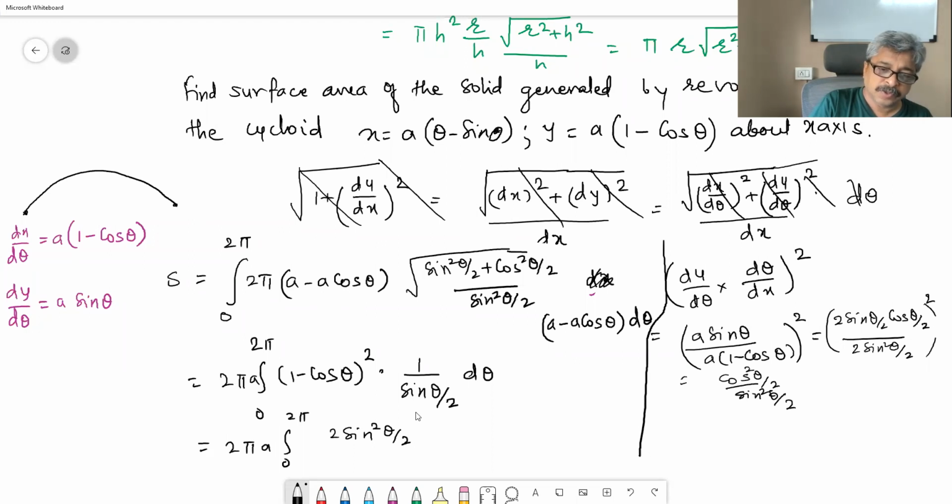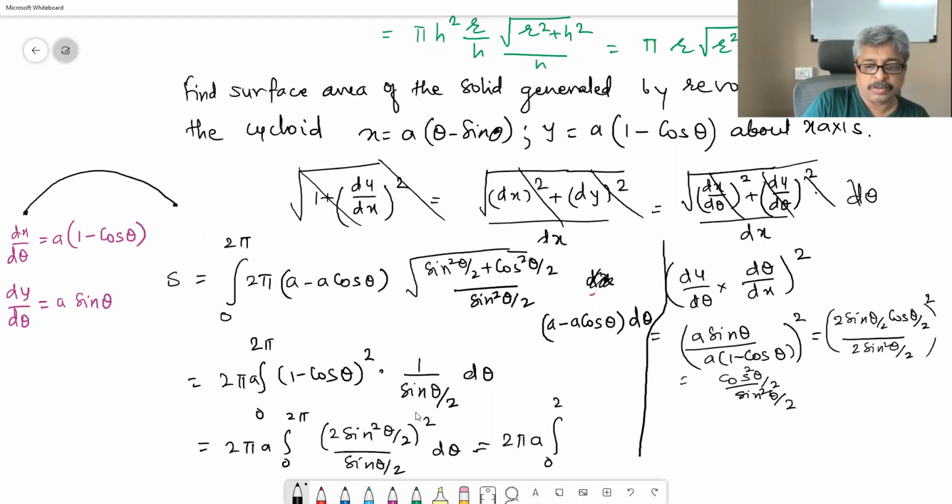Is it correct? Upon, are we getting raised to 3? Yes. Which is equal to 2 pi a integral 0 to 2 pi, 4 pi a integral 0 to 2 pi sin cube theta by 2 d theta. This is integrated by substituting. You get 16 pi a square.